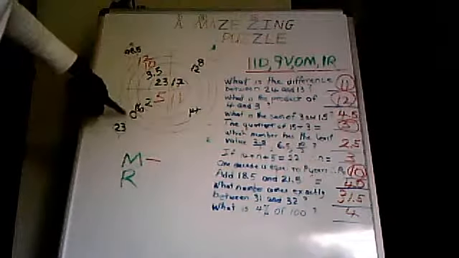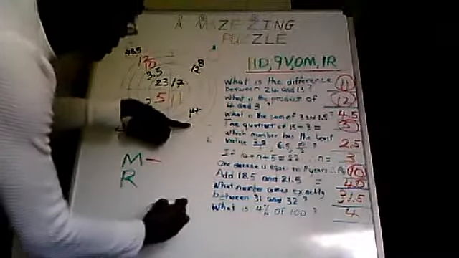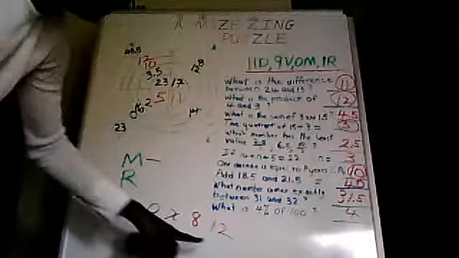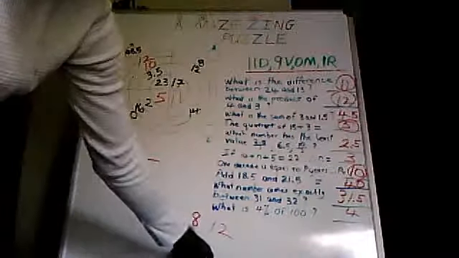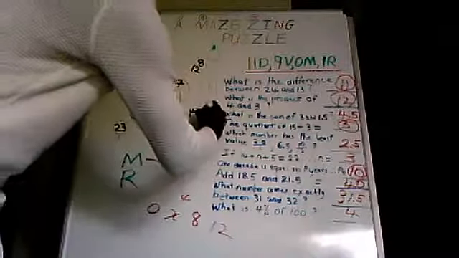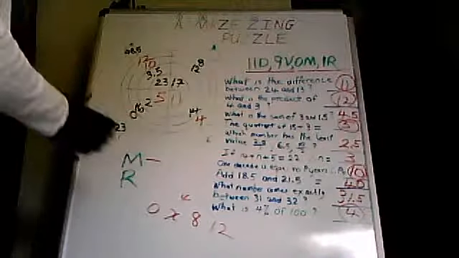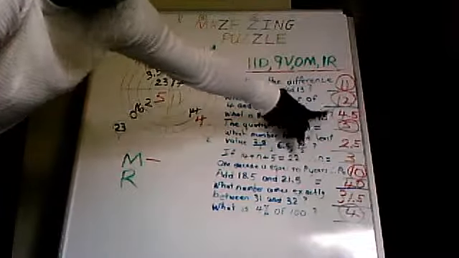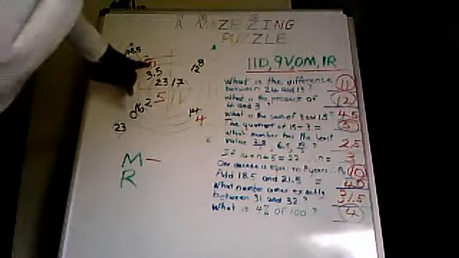Now, this outer ring starts 0, x, 8, 12. Obviously, we are counting down by 4. Or to start here, we are counting up by 4. So I can just simply put 4. Now, with the numbers significantly reduced, it gets much easier.